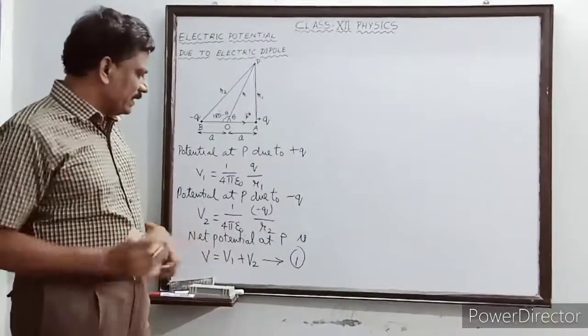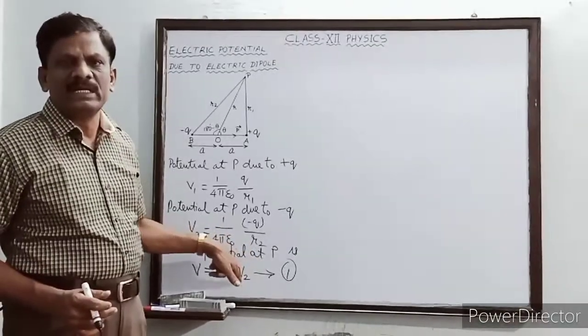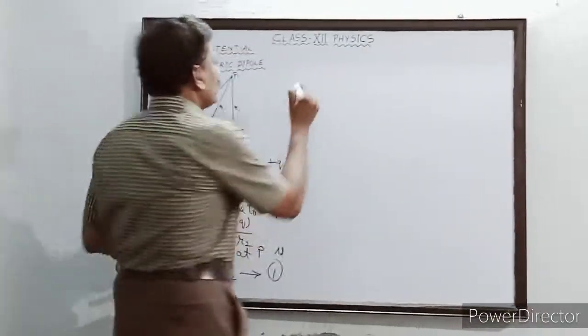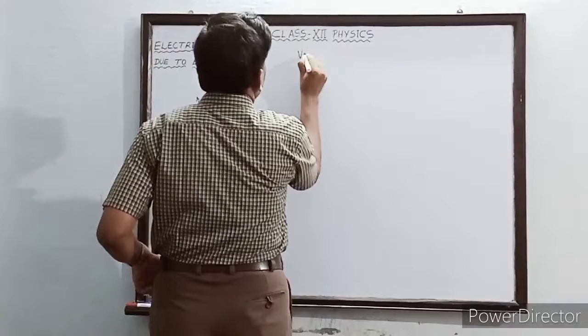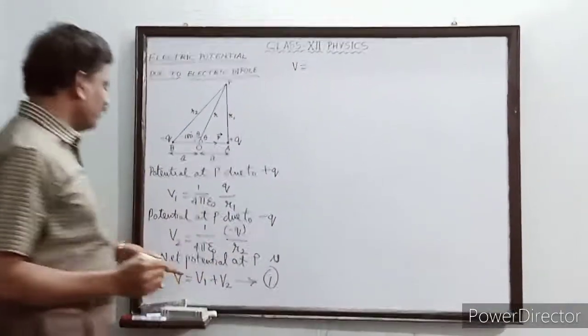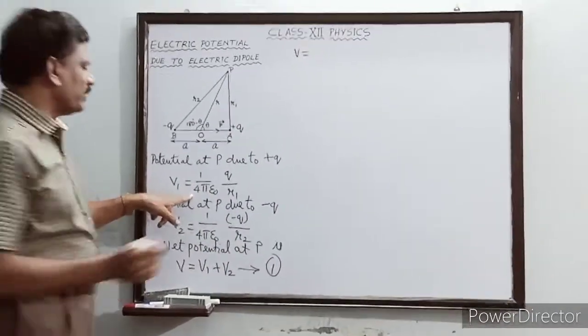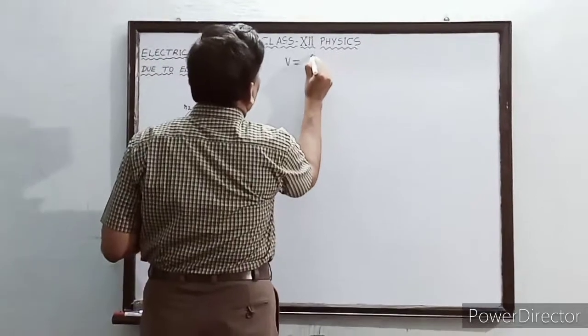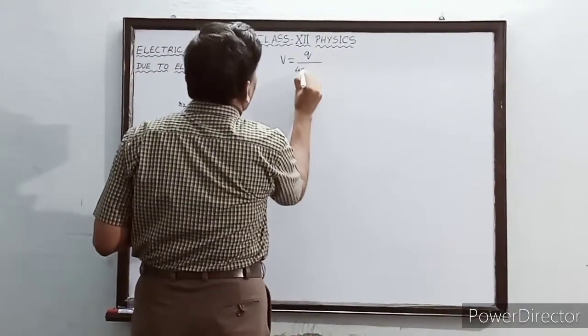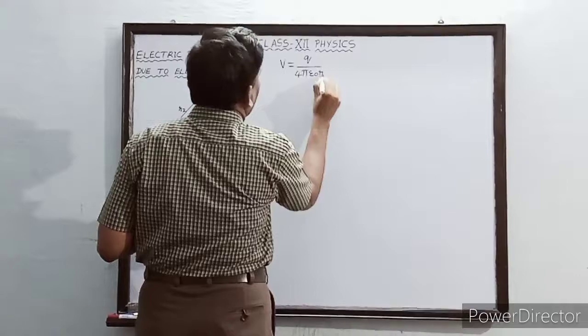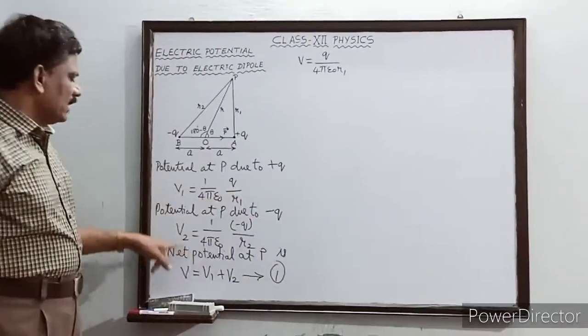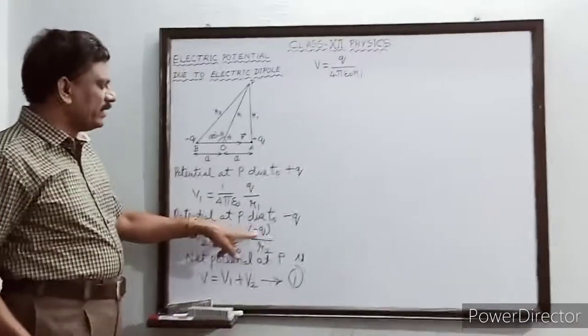Okay. But I have to substitute for V1 and V2. Okay. So V is now equal to, instead of V1 we have to substitute this equation. So this is equal to Q divided by 4 pi epsilon naught R1. Okay. And instead of V2 what I should substitute? It is minus Q.